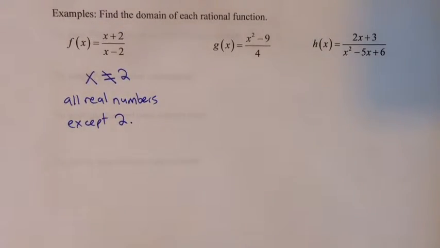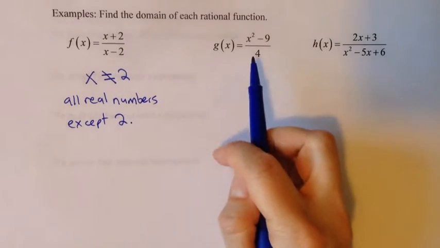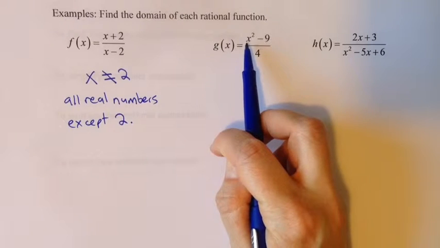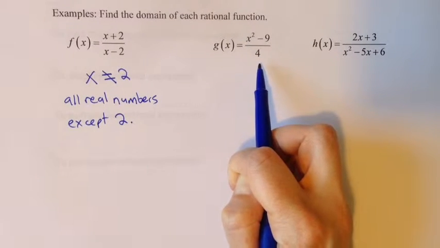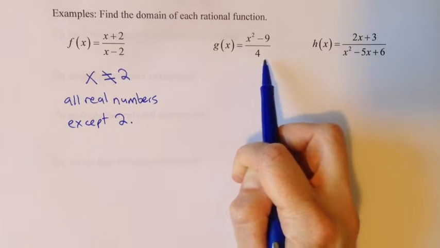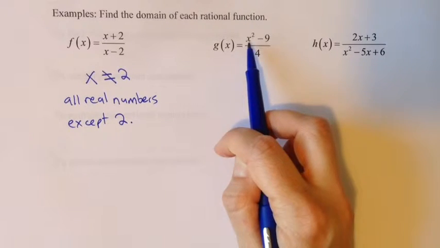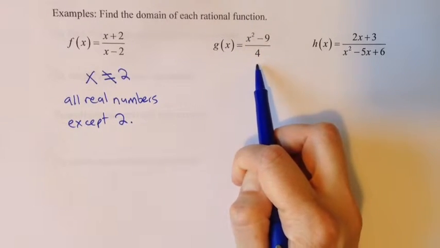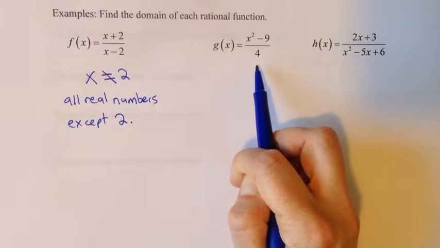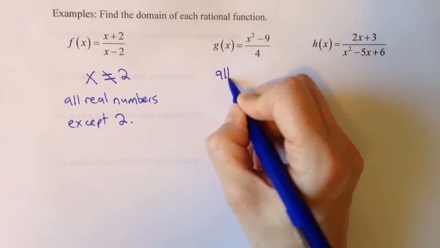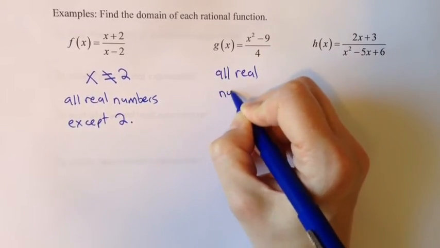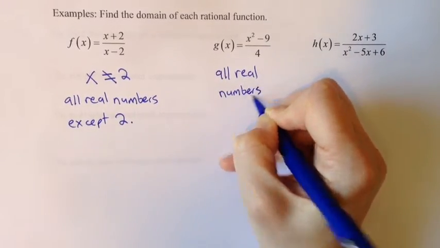Moving on to my second example, I have x squared minus 9 over 4. Now, is there any number that I could plug in for x that would make the bottom be 0? If you feel like this is a trick question, you're right. There's no way that I can plug in a number up here for x and get a 0 on the bottom of this function. So we're going to say that this domain is all real numbers. There are no problem points for this guy.